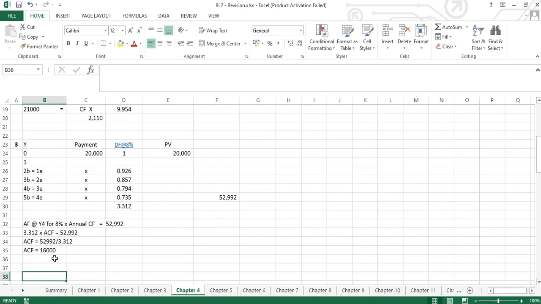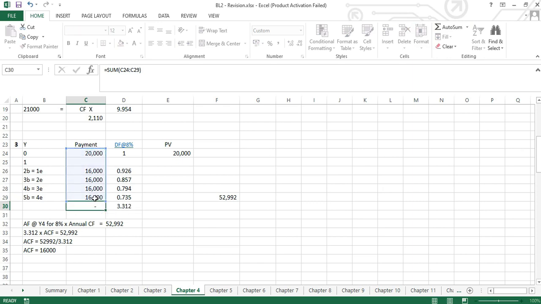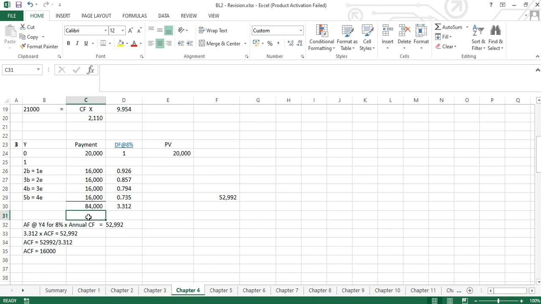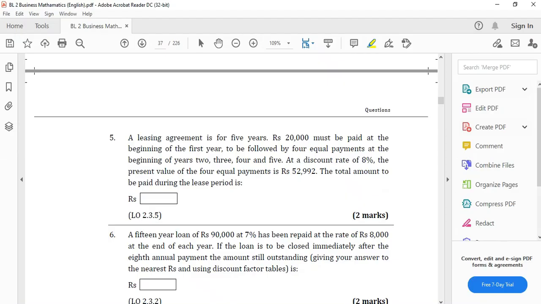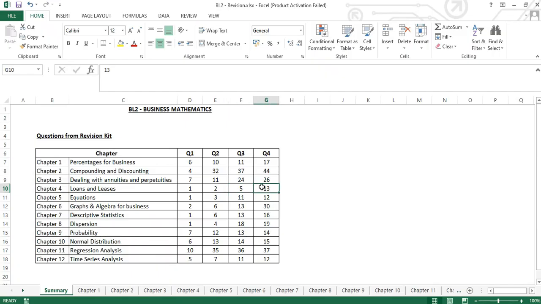So they are asking for the total payment. That means we have been paying 16,000 every year. So what will be our total payment? 84,000. This is what they are asking. Just the cash out, the actual cash going out is 84,000. But the value is different in present value terms. So they've asked, yeah. Fine.